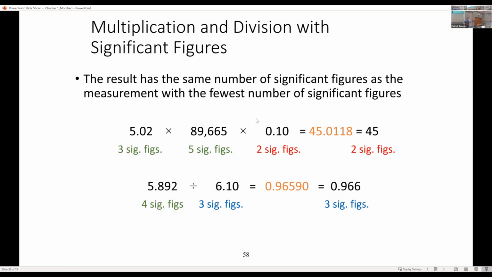This bullet point's better. The result has the same number of significant figures as the measurement with the fewest number of significant figures. In essence, if you have 3 numbers, one with 3 sig figs, one with 5, and one with 2, your answer will have to have 2. It's not exactly the same thing, because multiplication and division talks about significant figures in the whole number, whereas addition and subtraction talks about the decimal places of sensitivity in the number.